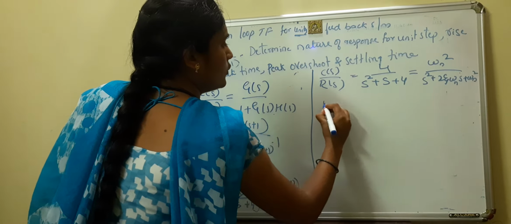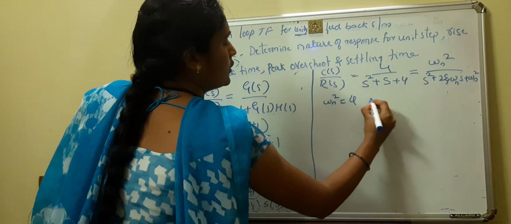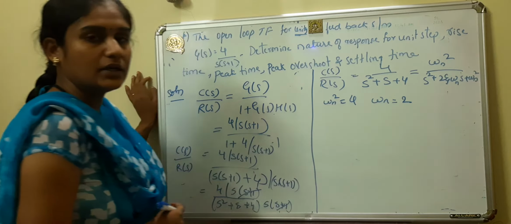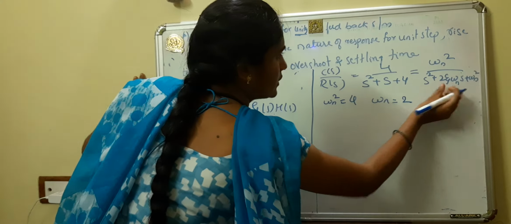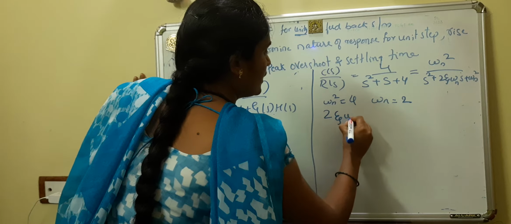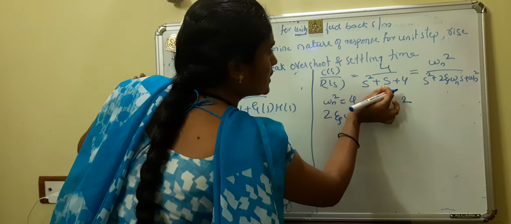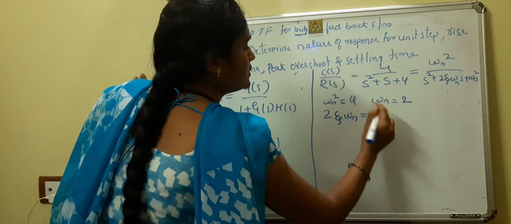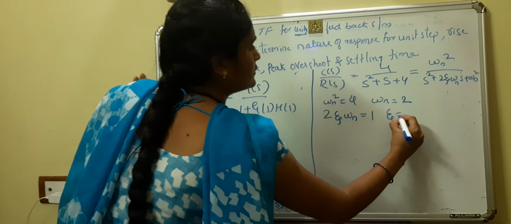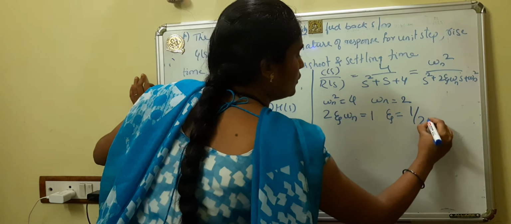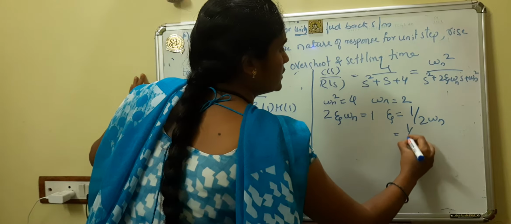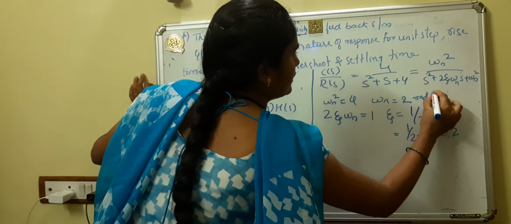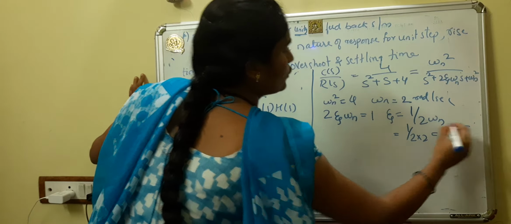Okay, comparing this one, omega n square becomes 4. So omega n will be 2 radian per second. Comparing this one, 2 zeta omega n is equal to the coefficient of s, which here is 1. So we have to calculate the value of zeta, that is 1 by 2 omega n. So what is the value of this? 1 by 2 into 2 is 0.25.